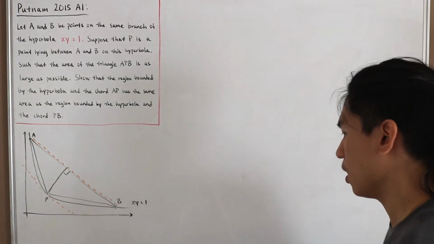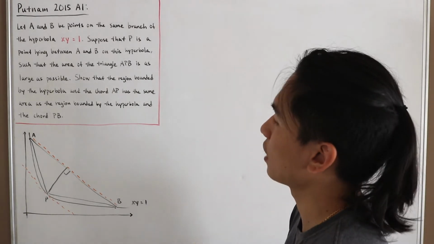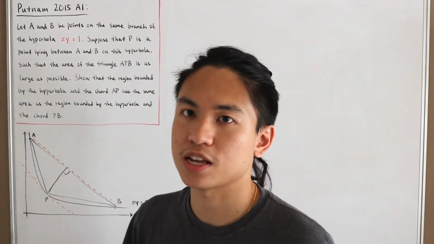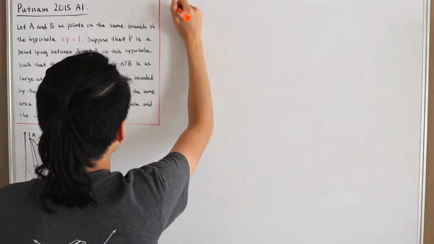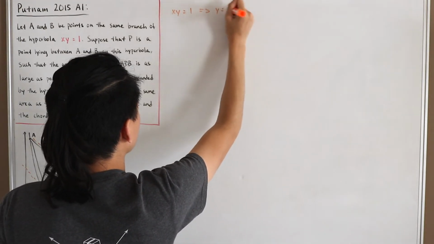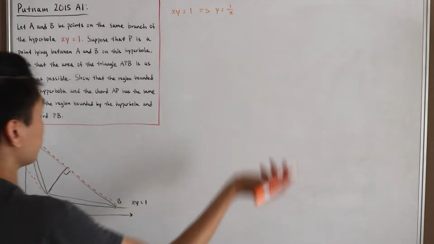Okay, so we have this description. Now, of course, we have that the hyperbola is x times y equal to 1. So how about I write this as a function of y? So y is equal to 1 over x. And let's also define our coordinate points.